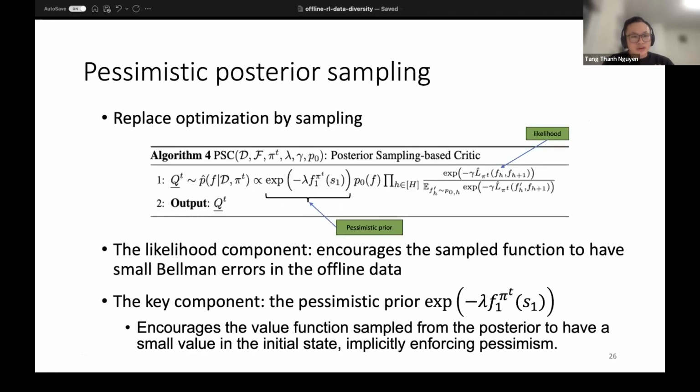And the third algorithm is pessimistic posterior sampling. What we do here, basically, is construct a posterior distribution over the offline data. Previously we saw the posterior in line number 1 here. So this is the posterior distribution. Let me decompose it into important terms.